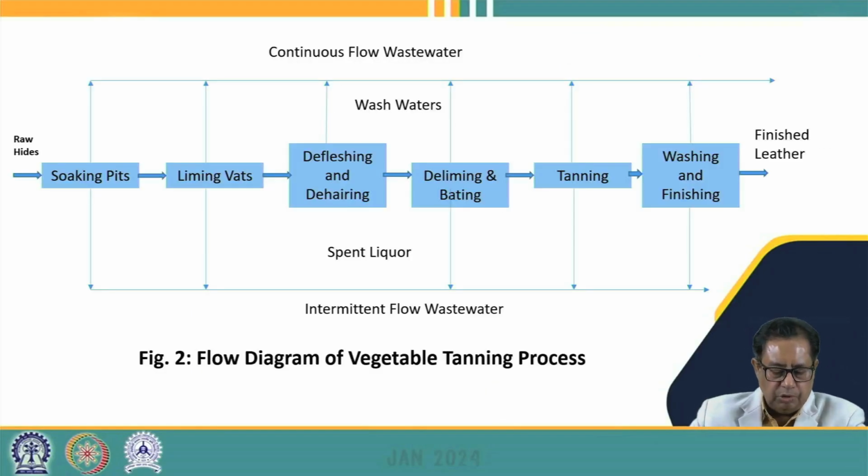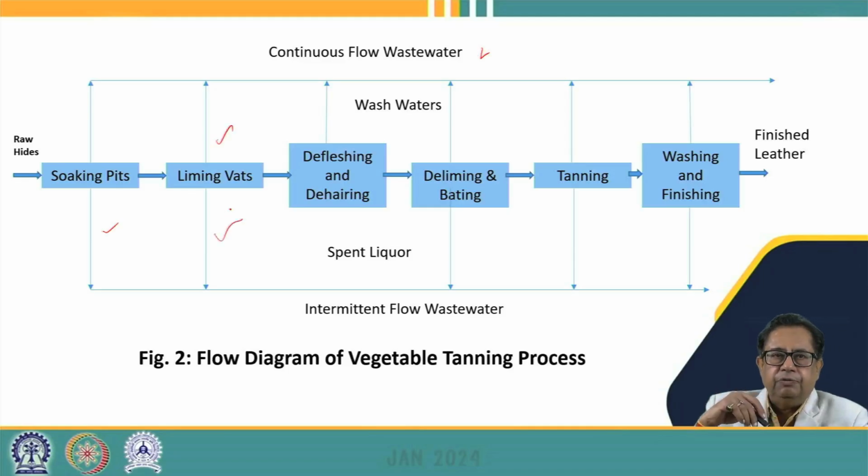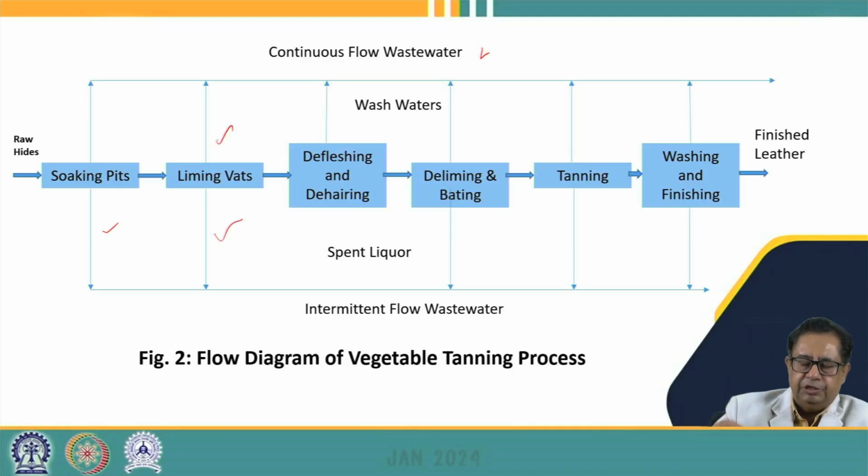If we talk about this flow diagram of the vegetable tanning process, here we can see that we are taking the raw hides to the soaking pits. So this may result in the continuous flow of wastewater also. For example, we can have the washing which is being done. This may result in a continuous wastewater, whereas the spent liquor which is being generated from the liming vats may result in the intermittent flow of wastewater.